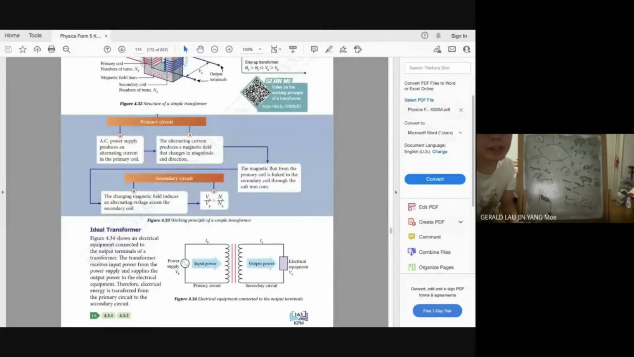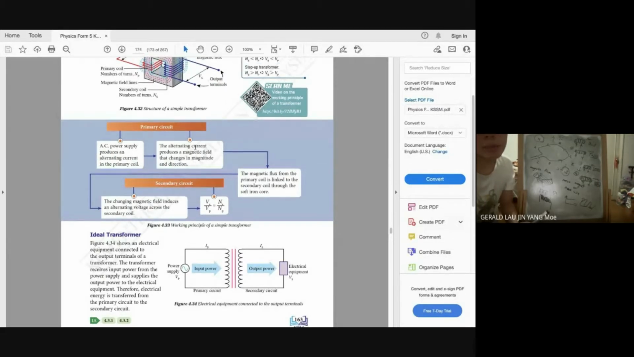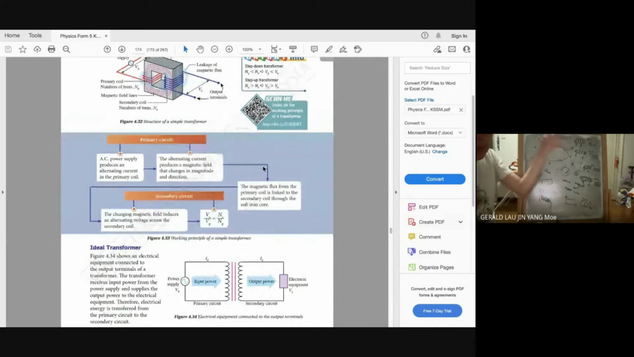Okay, primary circuit: the AC power supply produces an alternating current in the primary coil. Alternating current produces a magnetic field that changes in magnitude and direction. Magnetic flux from the primary coil is linked to the secondary coil through the soft iron core. That means the magnetic field produced from the primary coil or primary circuit will connect to the magnetic flux of the secondary circuit or secondary coil. Understand? Both of them will interact together, but not 100% interact. Some of them will be free, there will be a leakage.